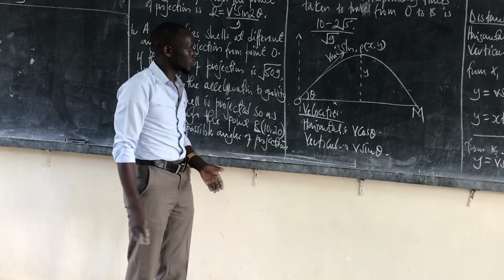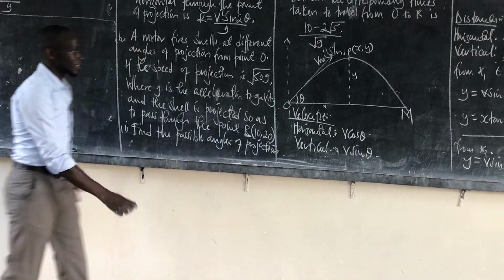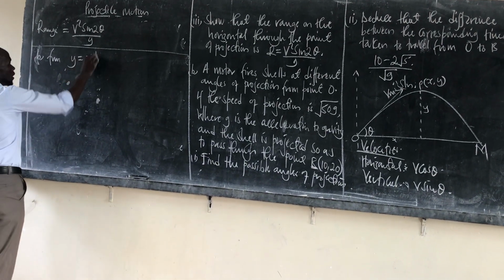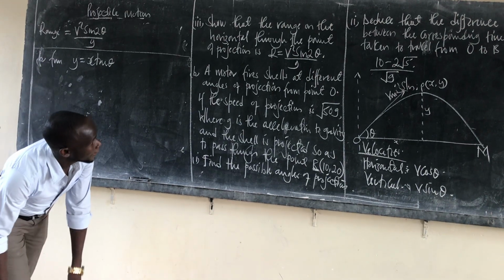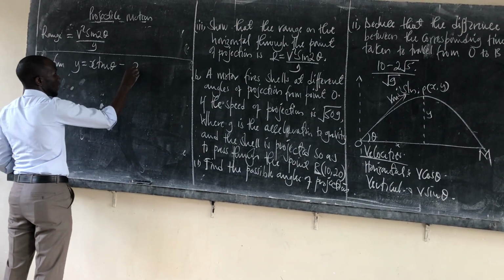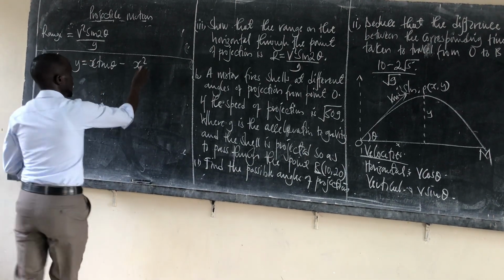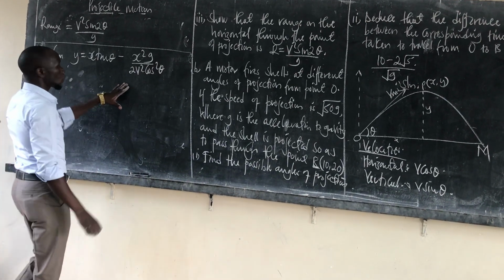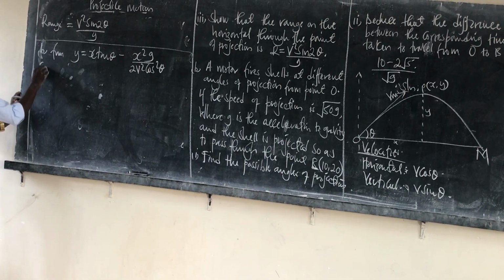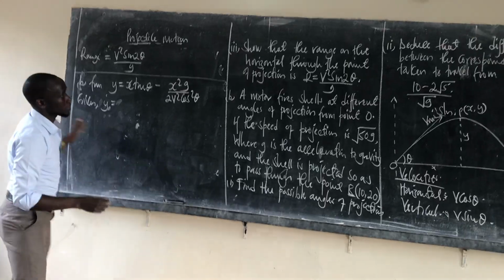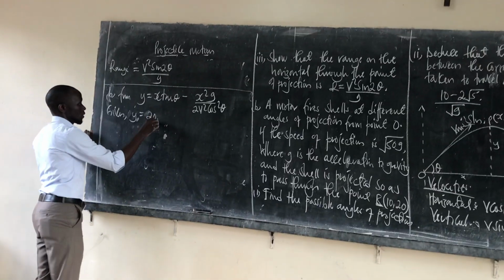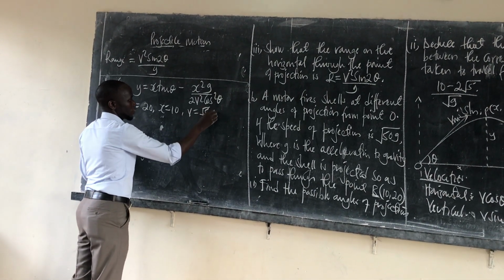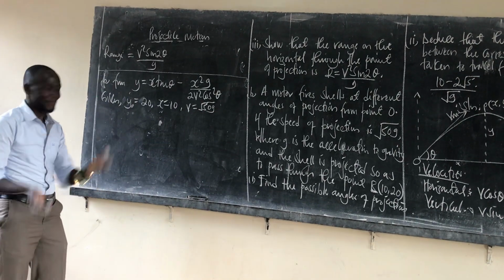Can you imagine? Everything is given. Go back and look at the first thing you proved. That is from part B, y equals x tan theta, minus x squared g out of 2v squared cos squared theta. When you look at this, what you're given is y as 20, x as 10, v as root of 50g, and the angle. If this is the case, now make the substitutions.